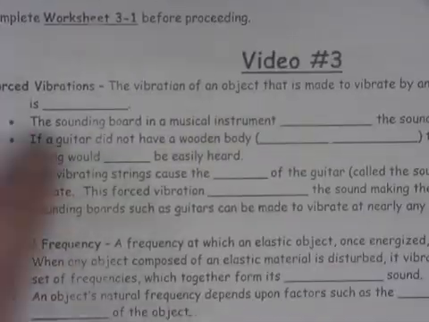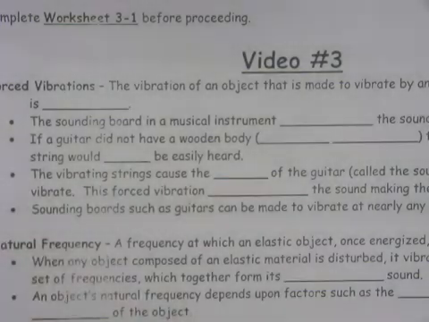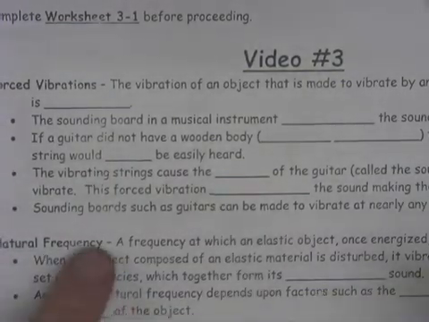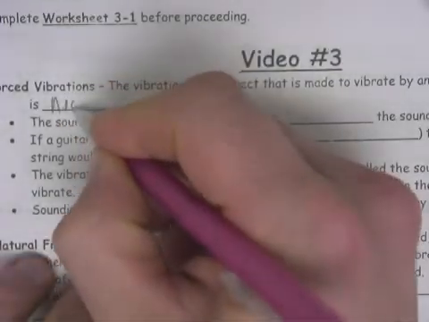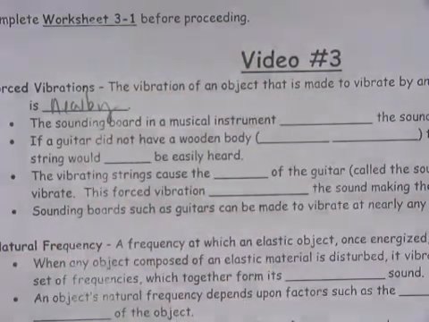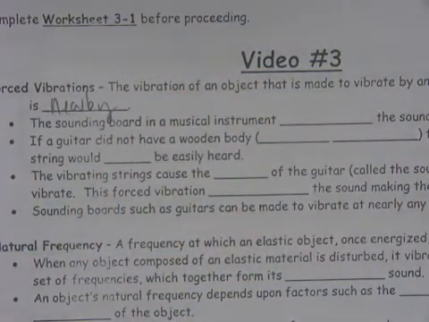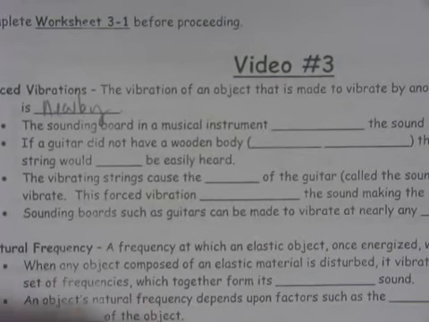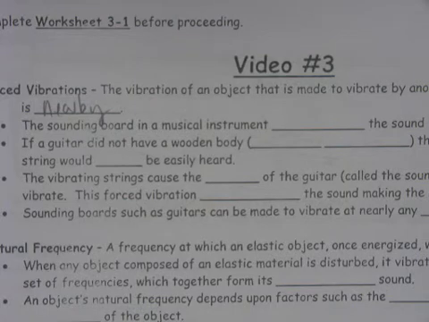Forced vibrations. This is the vibration of an object that is made to vibrate by another vibrating object that is nearby. An example is a sounding board in a musical instrument, like a guitar. If you just had the strings on a guitar and you didn't have the wooden base, hearing the strings vibrate would be nearly impossible.